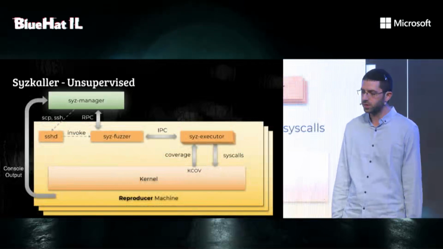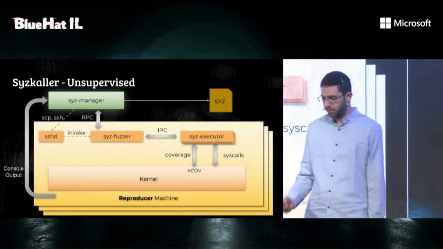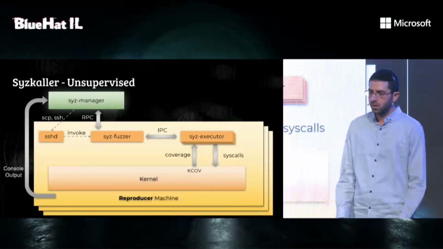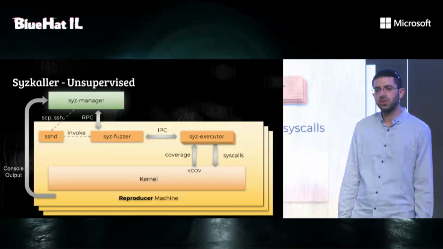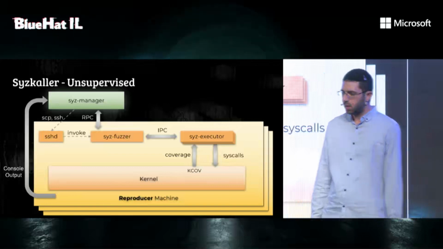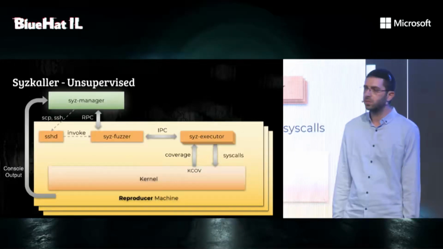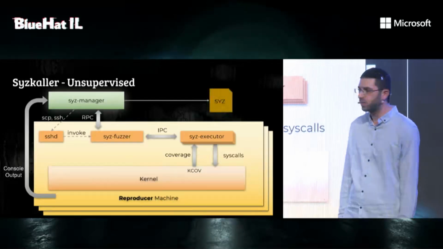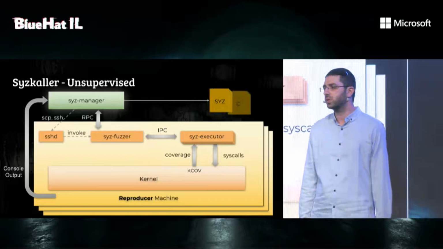In the process of reproduction, syscaller will dissect the crashing programs from its log and will try to minimize them. When the process is finished, it will either reproduce a sys program like we've seen earlier, or a C code, which will reproduce the crash.